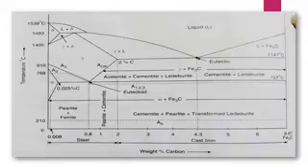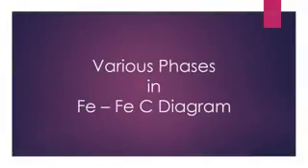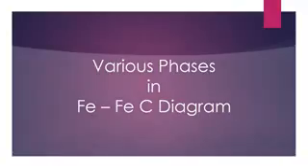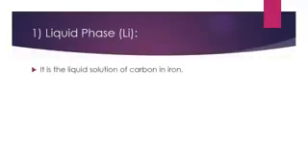So basically, first of all, have a look at this diagram. You are very familiar with it now. First of all, the point is the various phases in the Fe-Fe3C diagram. The first phase is the liquid phase. It is the liquid solution of carbon in iron.